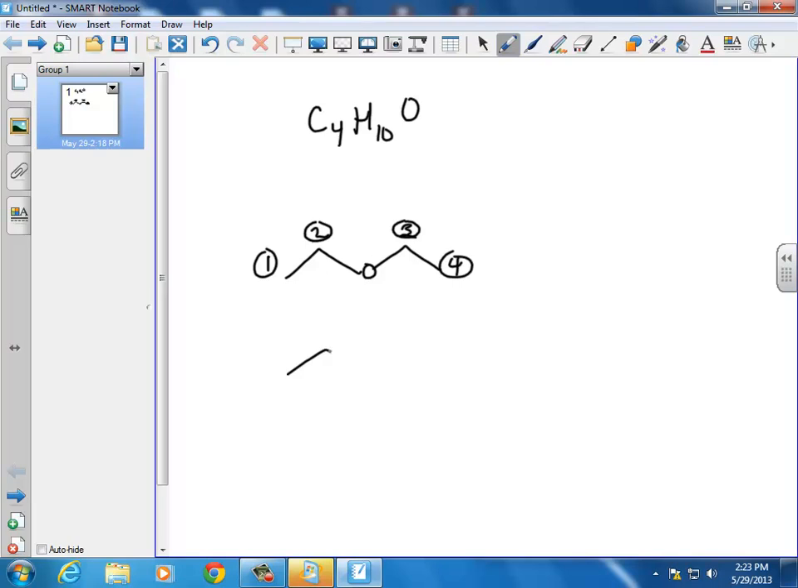Another structure: we have a 3-carbon chain attached to the oxygen, and then you have a methyl group that's coming off of it. That's another possible ether structure. And then finally, your last one, the oxygen. It's almost similar to isopropyl alcohol, but your oxygen is actually coming off of one of the carbons in the 3-carbon chain, and then you have another methyl group that's attached to it.